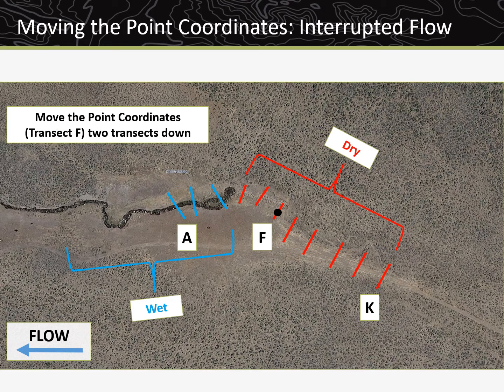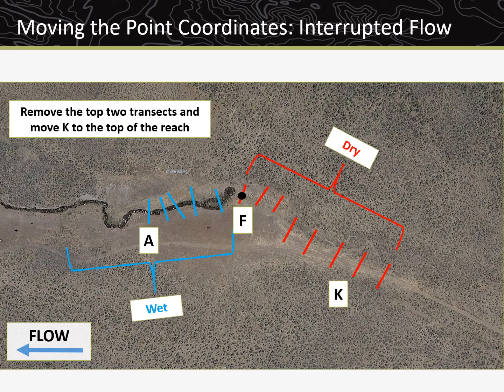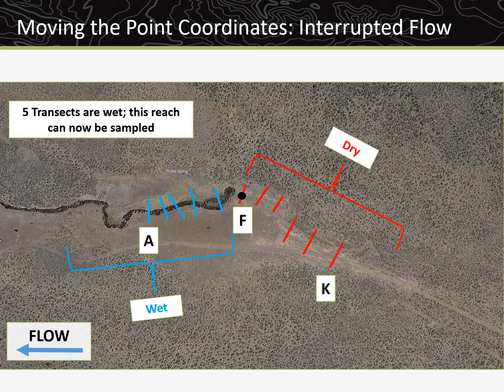First, the point coordinates should be moved down 2 transects, because 2 transects will be added onto the bottom of the reach to get 5 wetted transects. Next, measure out 2 more transects below A and move the A transect. Then, remove the top 2 transects and move K to the new top of the reach. Now there are 5 wet transects and the reach can be sampled.